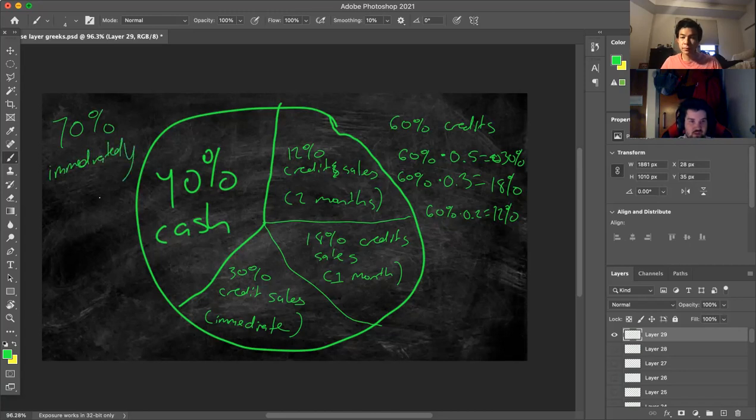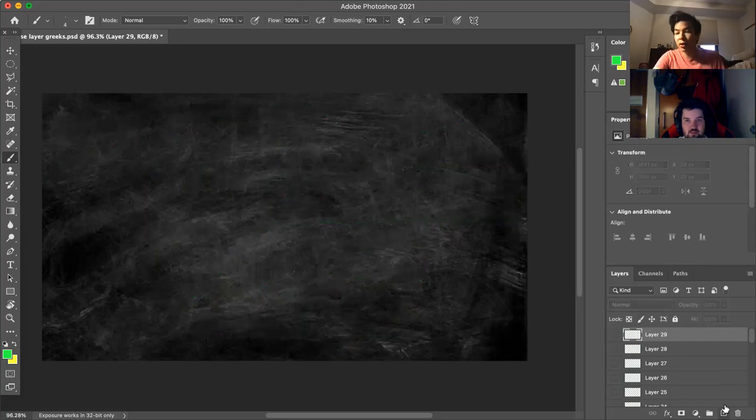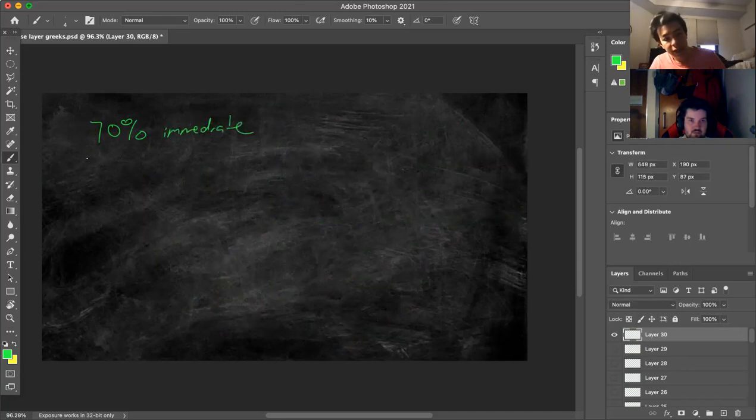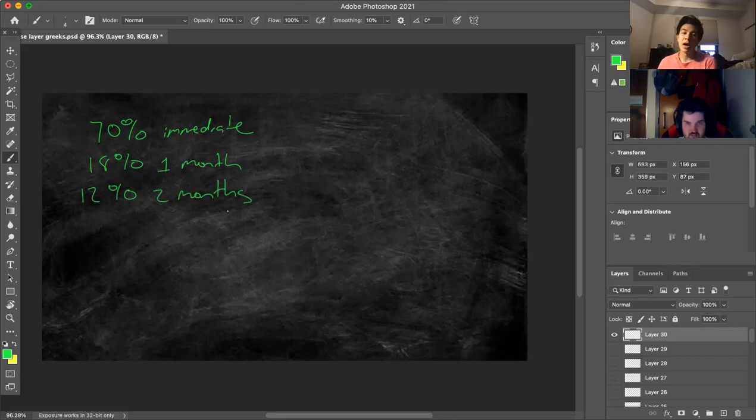Okay. Yeah, because you receive the 40% cash and the 30% credit sales instantly. Even though they're credit sales, we're getting them immediately. Therefore, there's no reason to distinguish the cash sales and the immediate credit sales. So then we're going to go up here and write 70% immediate, 18% 1 month, and 12% 2 months. So is this the cash receipt part of it?